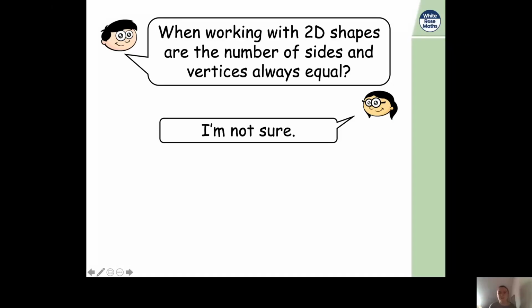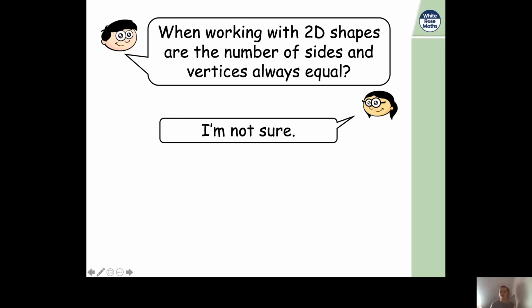Okay, so far in today's lesson, we have looked at lots of different 2D shapes and we've worked out how many vertices each of these shapes have. Remember, a vertex is where two lines on the shape meet. Now, the boy here is asking us a question. He's saying when working with 2D shapes, are the number of sides and the number of vertices always equal? So what he's saying here is, if a shape has 4 sides, does it also have 4 vertices? And if it has 6 sides, does it also have 6 vertices?